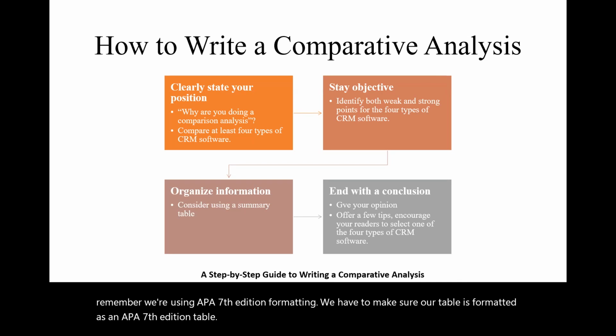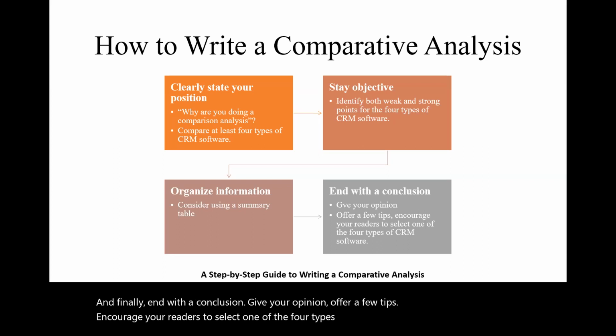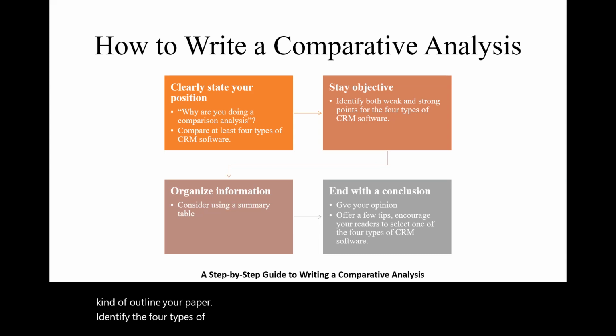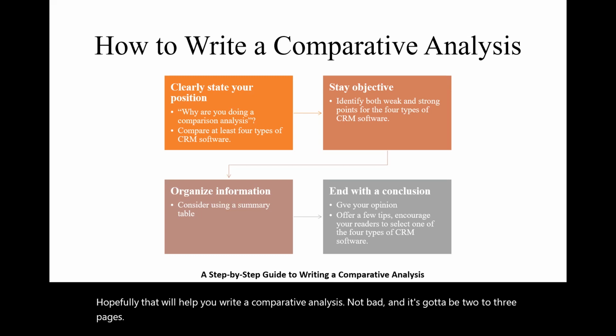And finally, end with a conclusion. Give your opinion. Offer a few tips. Encourage your readers to select one of the 4 types of CRM software. So I encourage you to outline your paper, identify the 4 types of software, identify at least one company that uses the different type. Hopefully that will help you write a comparative analysis. Not bad. And it's got to be 2 to 3 pages, 2 complete pages.